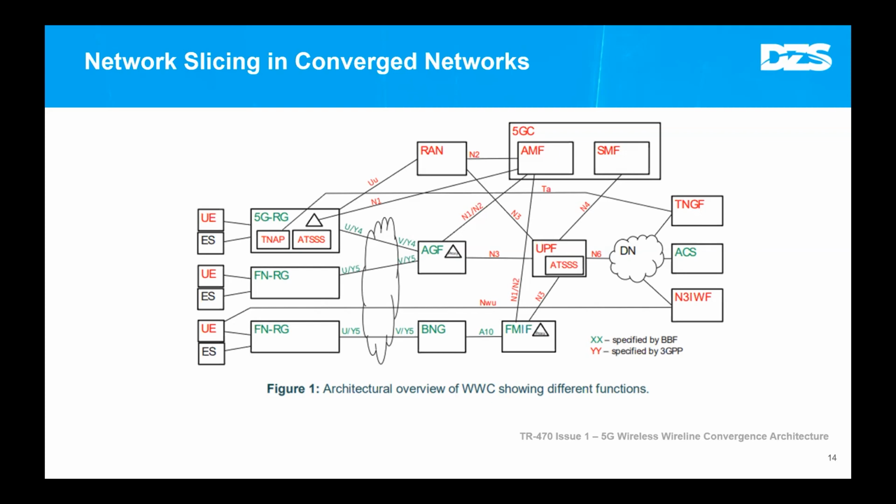But this concept that in Broadband Forum standards we call wireless-wireline convergence is definitely a prevalent one for converged operators, especially, and is very relevant to the concept of network slicing.